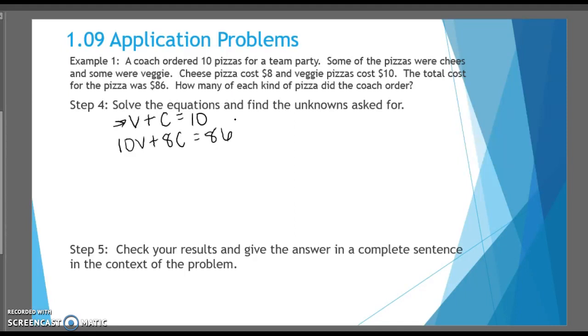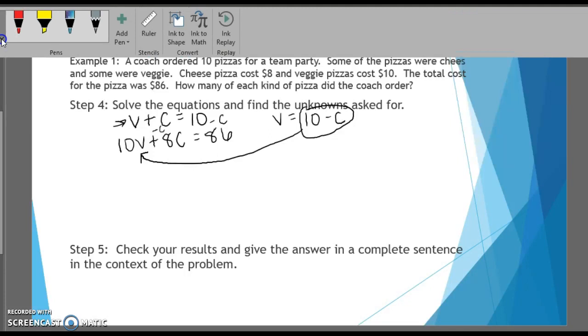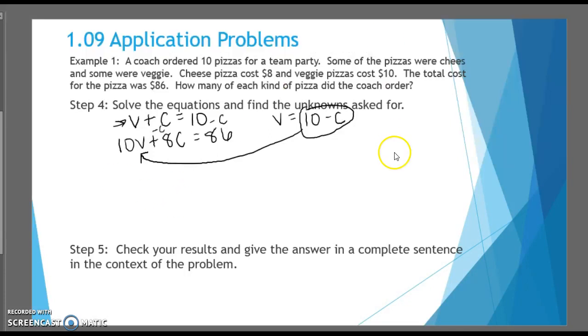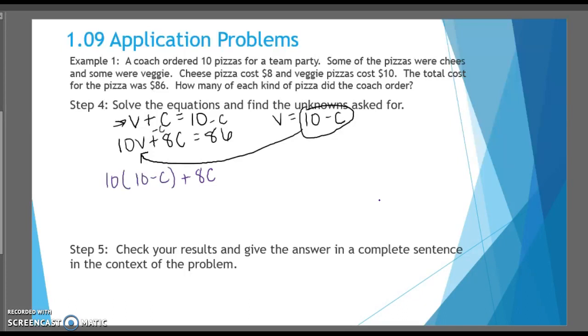So what I'm going to do is I'm going to solve for V in that first equation. And in order to do that, I need to subtract C from both sides to get V by itself. Okay. So now I'm going to take this guy and plug it in here for V. Let me use a different color here. I'll use purple. So what I'm doing is I'm plugging in 10 minus C for V. I'm using the substitution method to solve this equation.